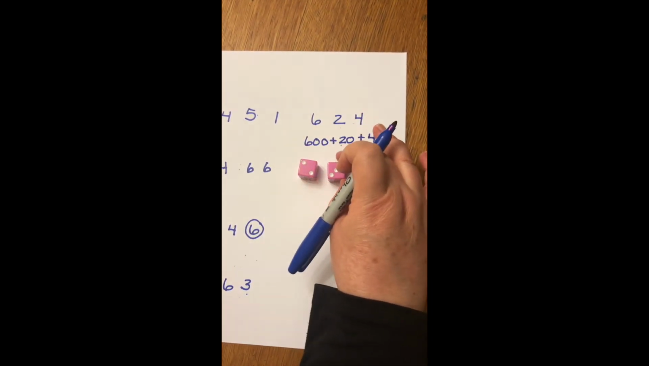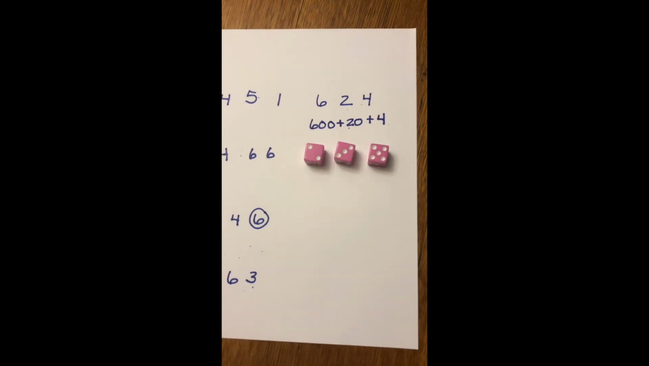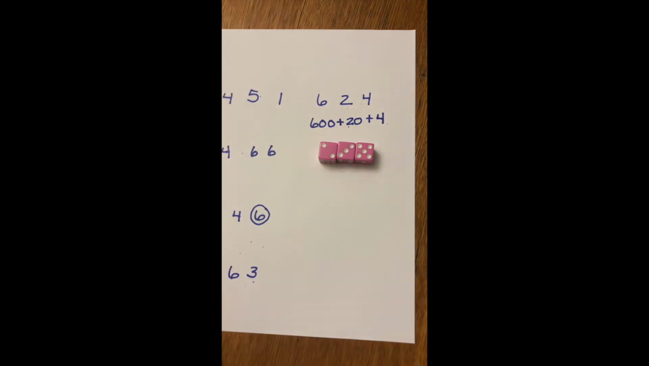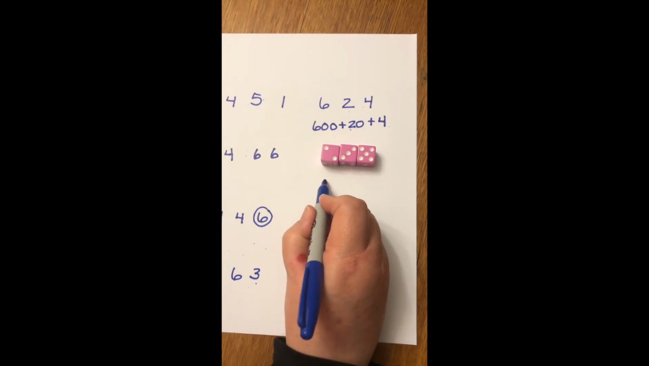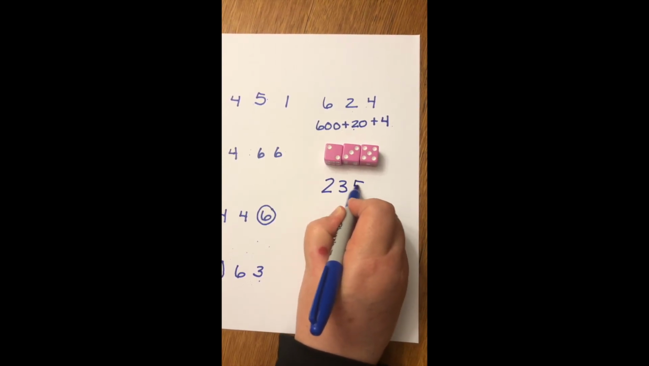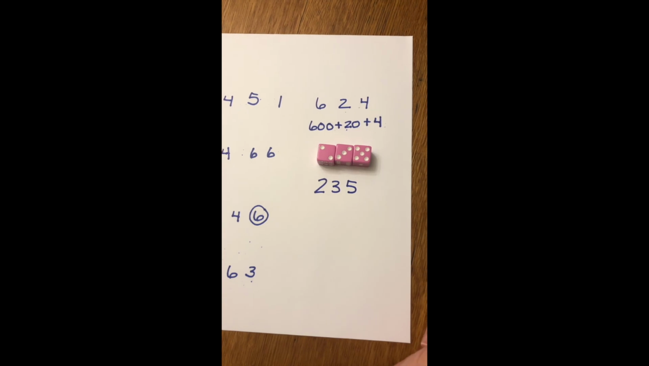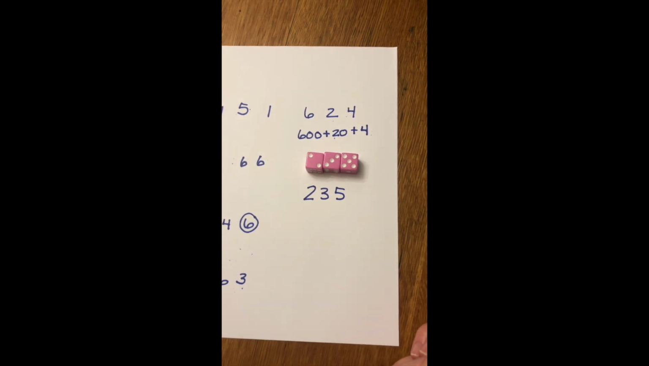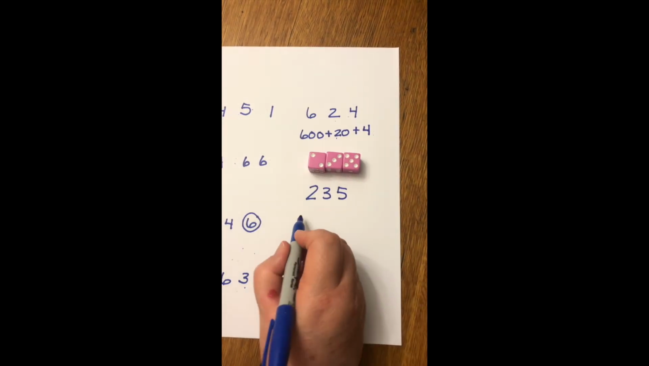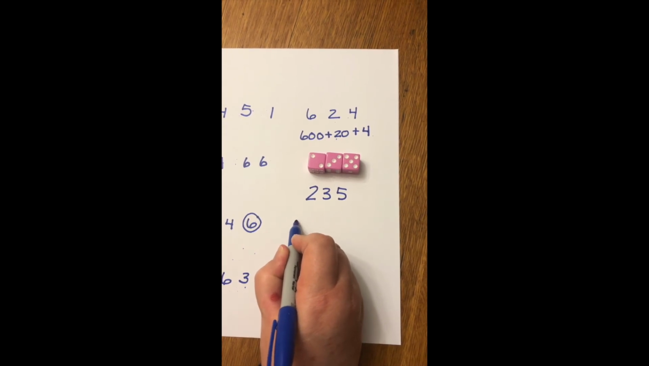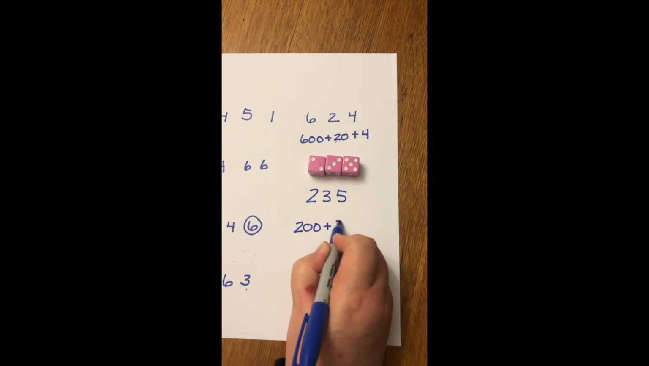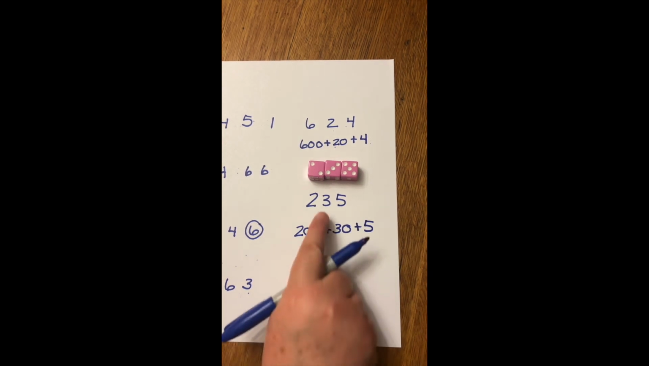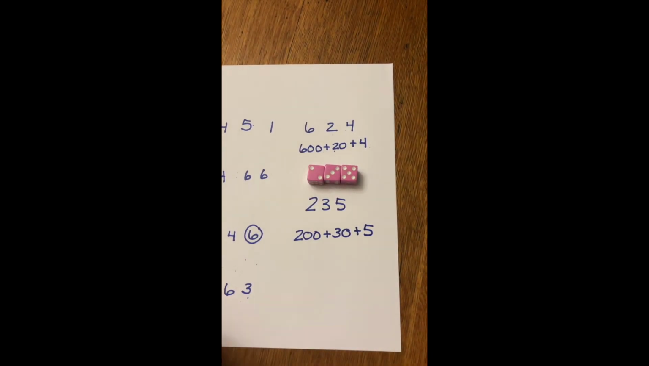Your last problem for the day is these three. Write the number. Did you write 235? Now write the expanded form for 235. To write the expanded form for 235, it would be 200 plus 30 plus 5, because we have 2 hundreds, 3 tens, and 5 ones.